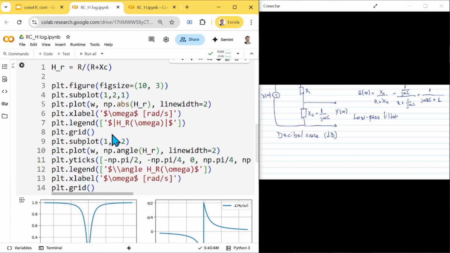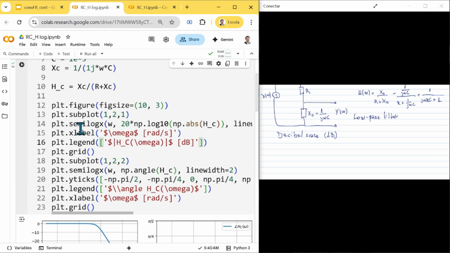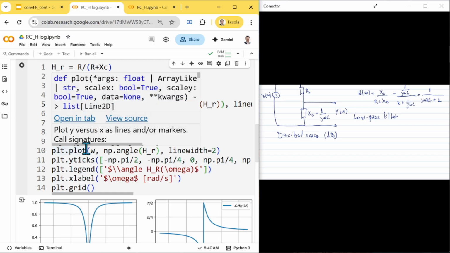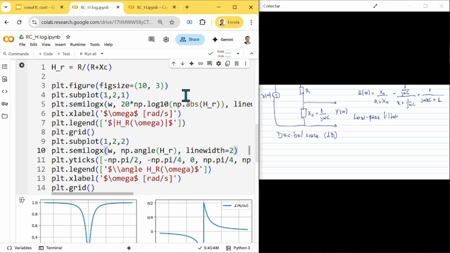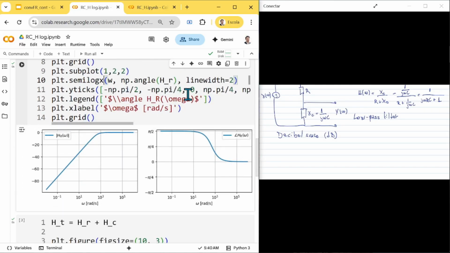Let's do the same for this second case. It's the semilog x here instead of plot. Here I put 20 np.log10, and here again semilog x. And there it is.